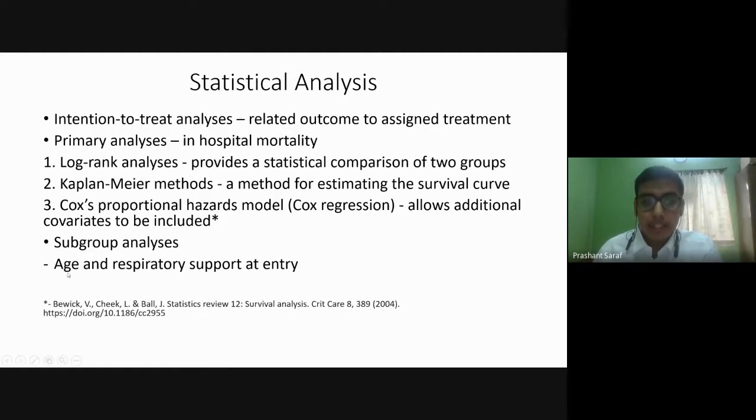Subgroup analyses were done for the age and the respiratory support at entry. Subgroup analysis means the participants or the study population were stratified according to the age groups and respiratory support, like whether they were receiving respiratory support at the entry or not, and the analysis was done separately for each.